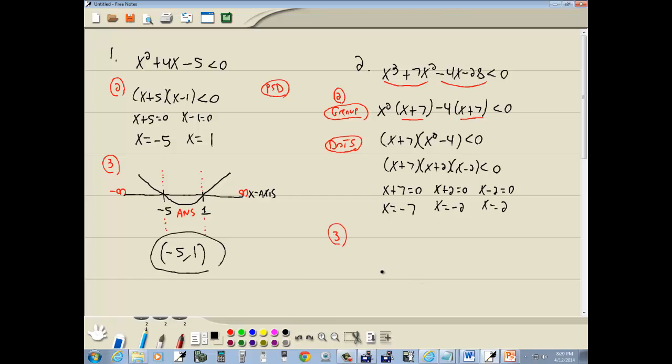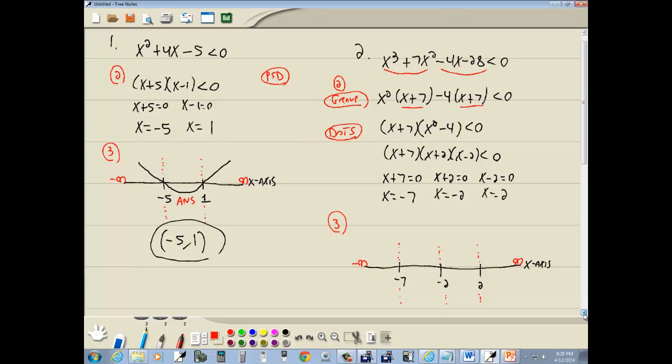Step 3. Using our x-axis, which would be this right here, our critical values: our smallest critical value is -7, so we have to put that first. Our next one is -2, and then our last one is +2. Again, these have to go from smallest to largest. Now remember, these split the axis up into intervals. So put the lines here. Clear over here is -infinity. Clear over here is +infinity.